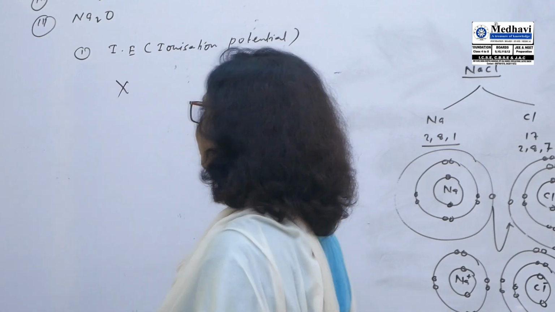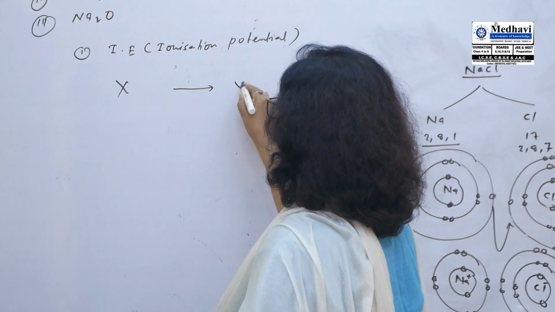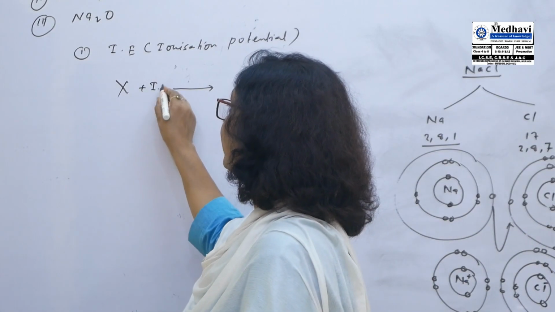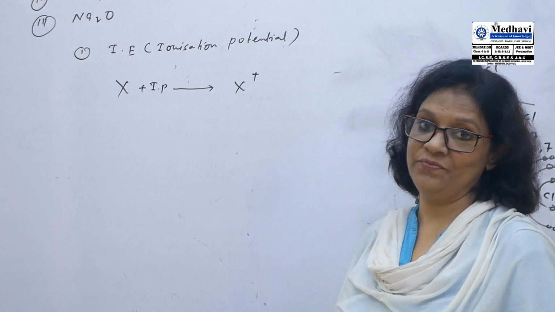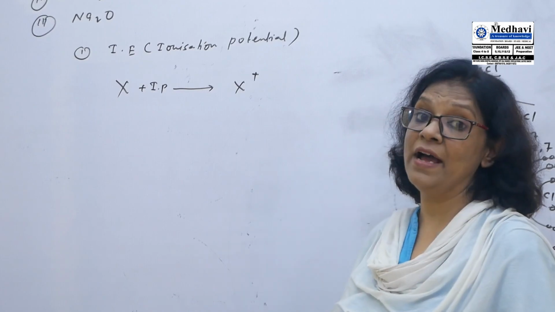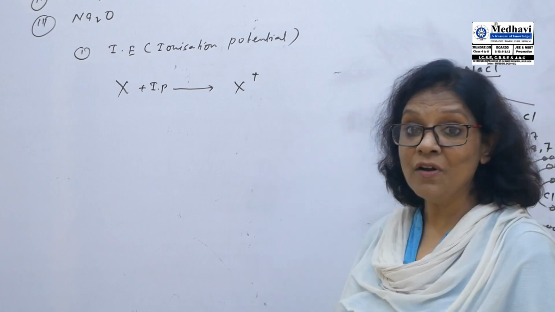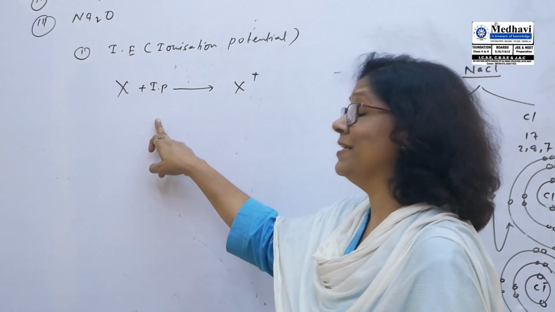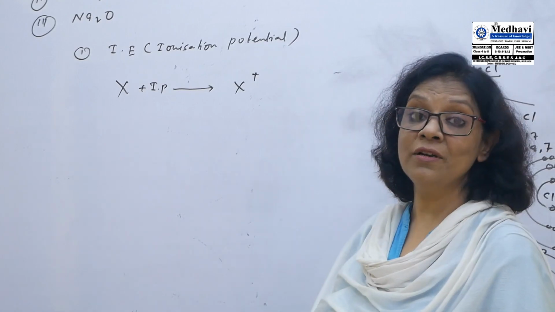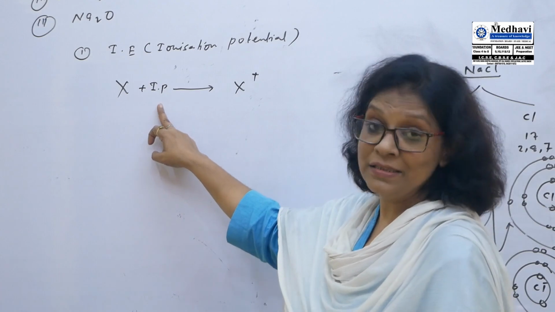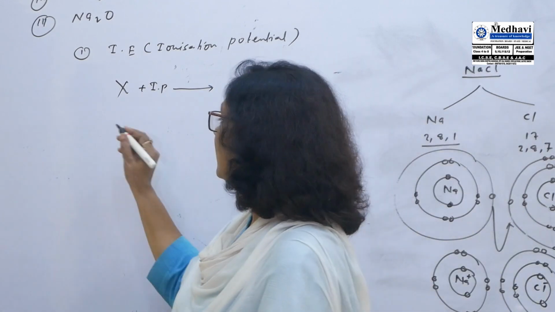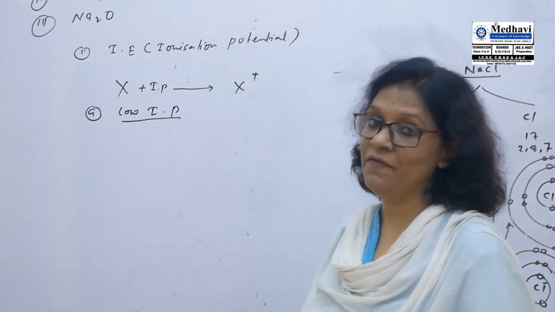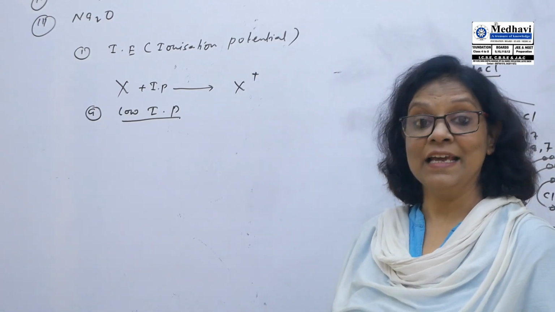Suppose an element X is taken, and to convert element X to X plus, that means to remove an electron from a given element, the amount of energy required is called ionization potential. You can say it is the amount of energy required to remove the outermost electron from an isolated gaseous atom. If the ionization potential is low, it will be easy to remove the electron, and if the ionization potential is large, it will be difficult to remove the electron. That's why the first condition for an electrovalent compound is low ionization potential, that means the least amount of energy is required to remove an electron from an isolated gaseous atom.